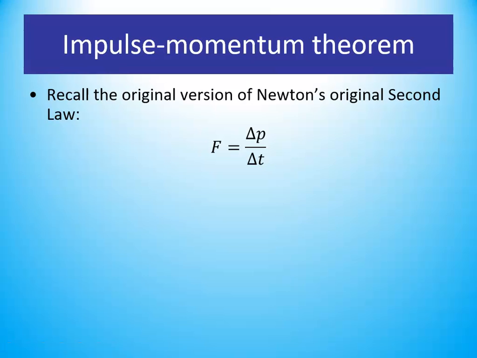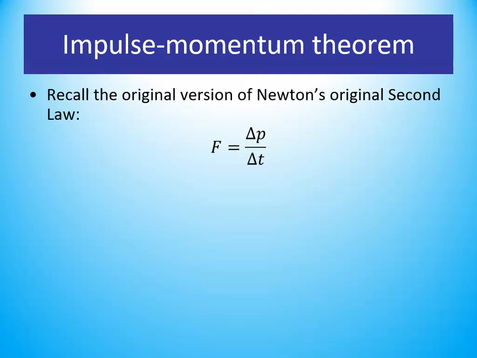But the original version, F equals dp/dt, or delta p over delta t, is actually true even if the mass isn't constant. And in fact, it's also true if you're going at a high percentage of the speed of light and have to deal with special relativity. This version is always true, in other words.